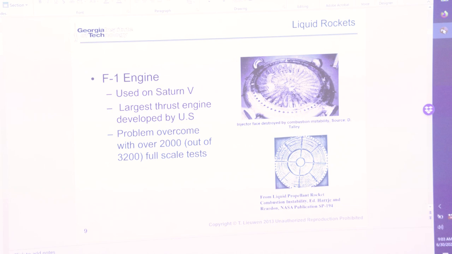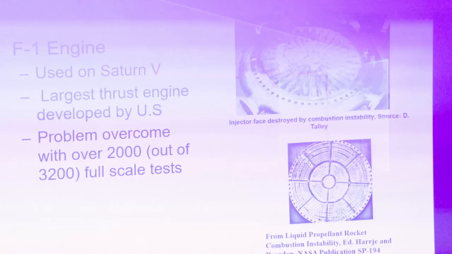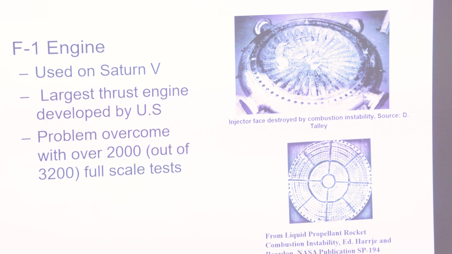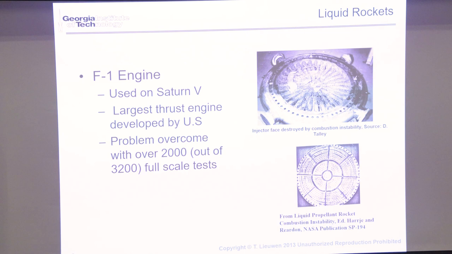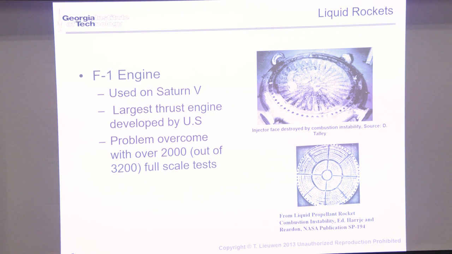But again, the reason we care about this stuff is because, if you go back to what we talked about yesterday, operational limits. How does the combustor influence where a system can and cannot operate? And these combustion instabilities have been a huge hindrance to the development of combustion systems. So, for example, in liquid rockets, the biggest thrust engine developed by the United States was the F1 engine.